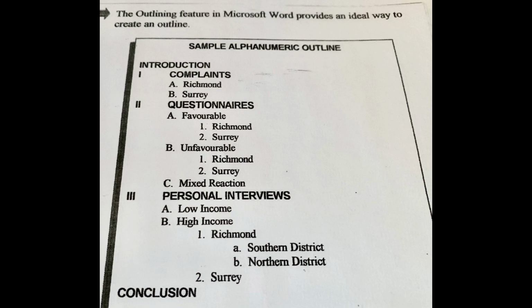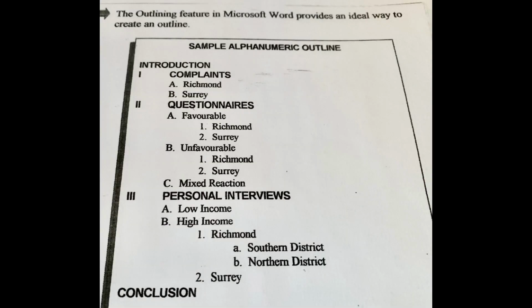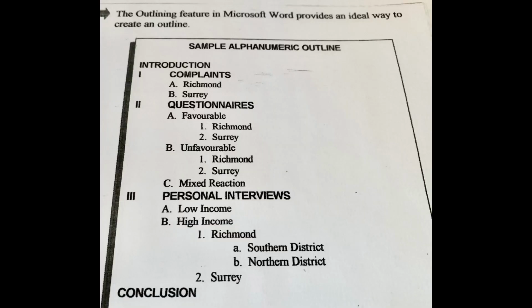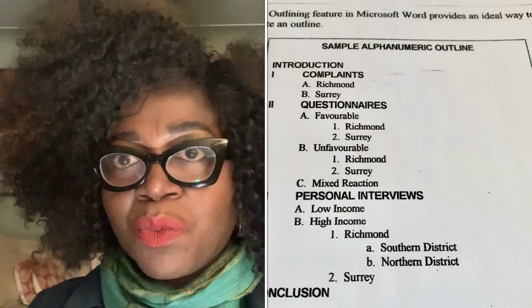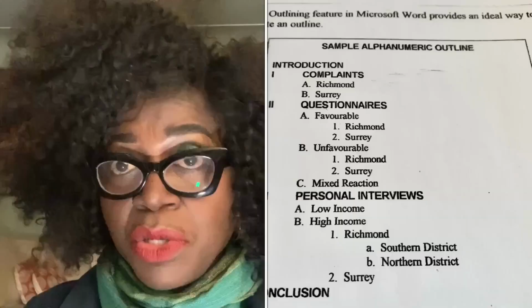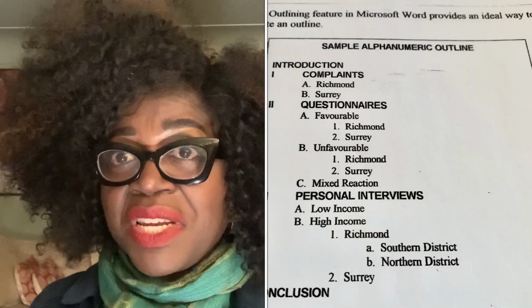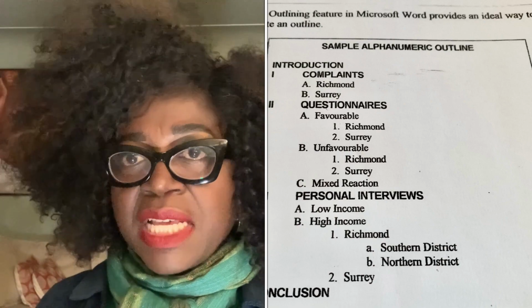Then below that, you have questionnaires. And under questionnaires, you have A and B. But A is divided into 2 parts, Richmond and Surrey. And then there is a B, which also is divided between Richmond and Surrey. And then the C is mixed reaction, which is not divided. Now, if you only have one thing to talk about, you wouldn't put A, or you wouldn't put 1, because you only need to number it when it's more than 1. So when you look at all of that, you see questionnaires and you see 3 divisions, and 2 of those divisions are also further divided.